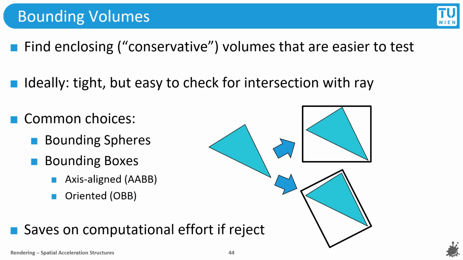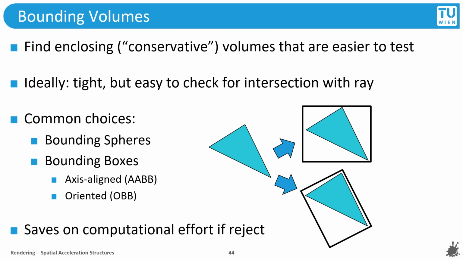Before we get to our final spatial acceleration structure, we want to introduce the topic of bounding volumes. The idea of bounding volumes is to find an enclosing conservative volume that is easier to test for an intersection than the actual object that we want to render, whether it is a full mesh or individual triangles. Ideally, the bounding volume is tight, but quick to check for intersection with a ray. Common choices for bounding volumes are bounding spheres and bounding boxes.